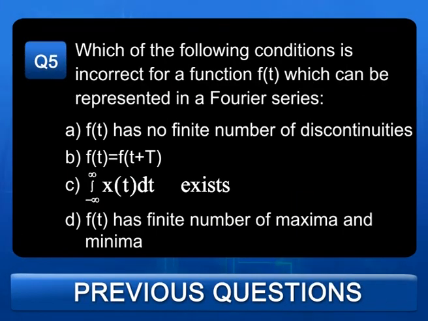Which of the following conditions is incorrect for a function f of t which can be represented in a Fourier series? A, f of t has no finite number of discontinuities. B, f of t is equal to f of t plus T. C, the integral from minus infinity to plus infinity of x of t dt exists. D, f of t has finite number of maxima and minima.